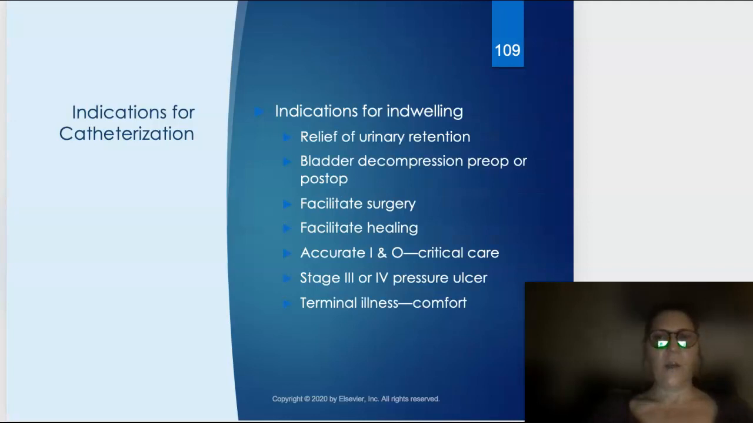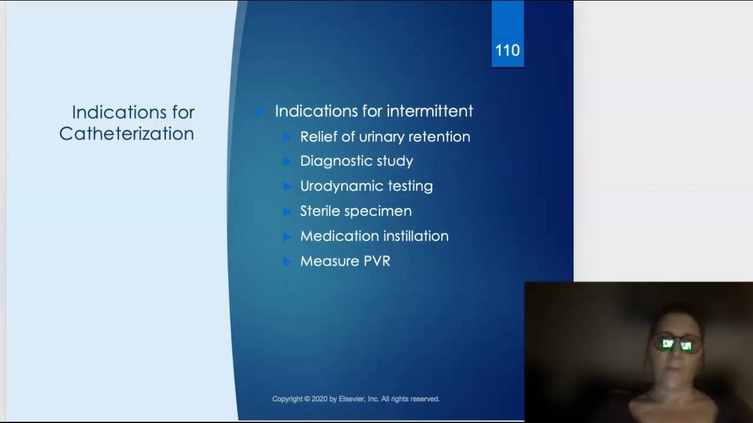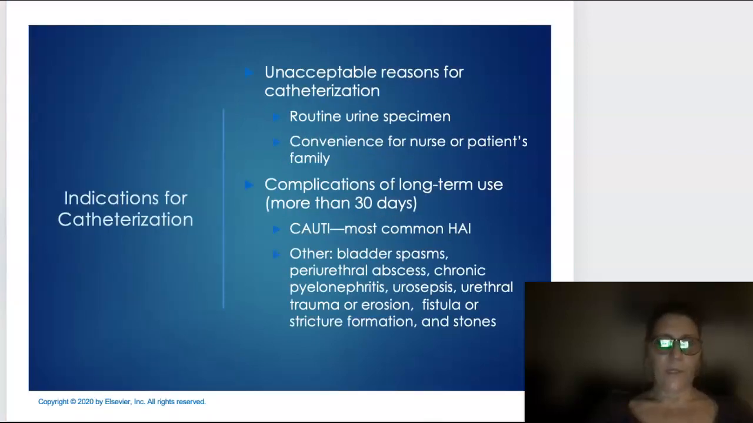So catheterization. Why do we need an indwelling catheter? To relieve urinary retention, for bladder decompression pre-op or post-op, to facilitate surgery, to facilitate healing, if we need accurate I&Os in critical care, for a stage 3 or 4 pressure ulcer, or a terminal illness for comfort. For an intermittent catheter, maybe to relieve urinary retention, diagnostics, urodynamic testing, a sterile specimen, medication instillation, or to measure PVR. Unacceptable reasons would be a routine urine specimen or for convenience for the nurse or the family.